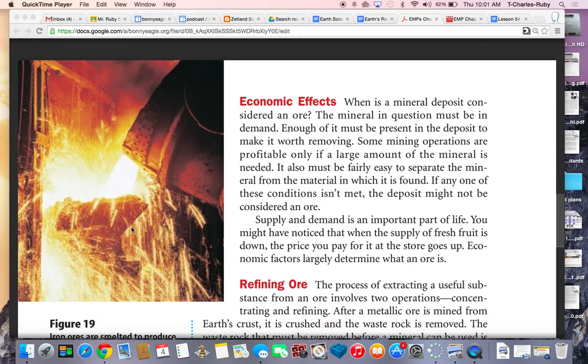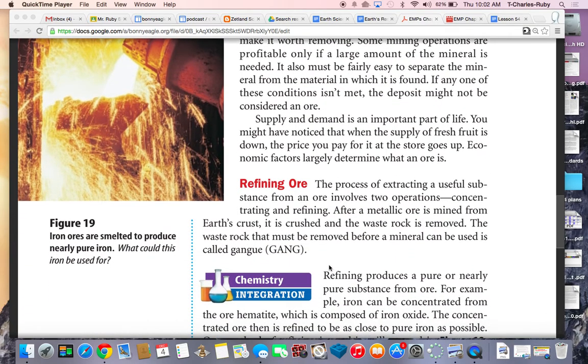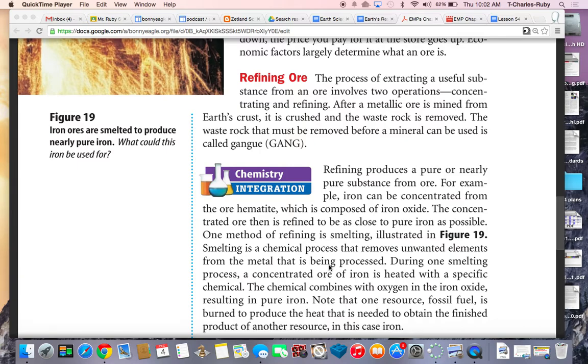Look at the smelting, Jacob. That looks very warm. Yeah, it's pretty cool. I wish we could smelt right here in class. That'd be probably delightful and hugely dangerous.